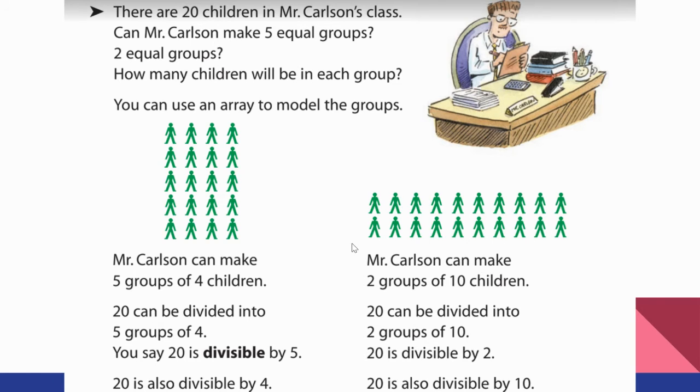Mr. Carlson can make 2 groups, 1 group, 2 groups, of 10 children. So each of these rows has 10 children in it. 20 can be divided into 2 groups of 10. 20 is divisible by 2. So numbers can be divisible by more than just 2 numbers. Like 21, we found out, was divisible by 3 and 7. It can also always be divisible by 1 and itself.